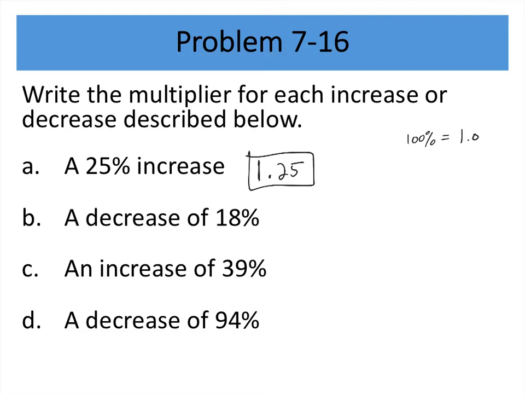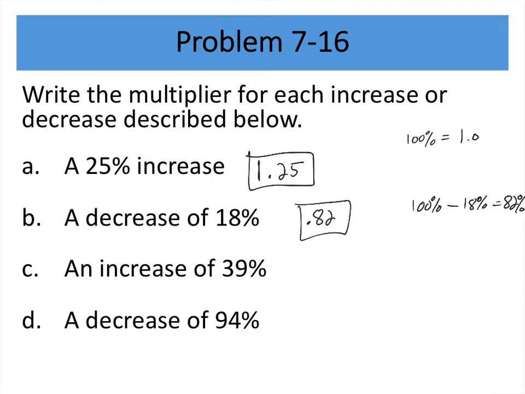If it's decreasing by 18%, well, I had 100%, and I took away 18%. It's not negative 18%. It's 100 minus 18, so 82% is left over. So the multiplier to decrease by 18% is 0.82. We're going to go over those one more time with just some different numbers.